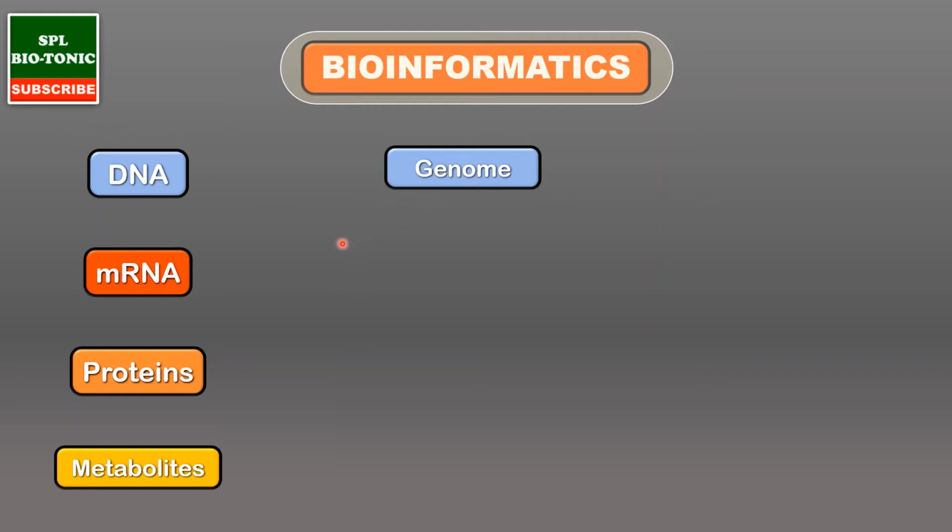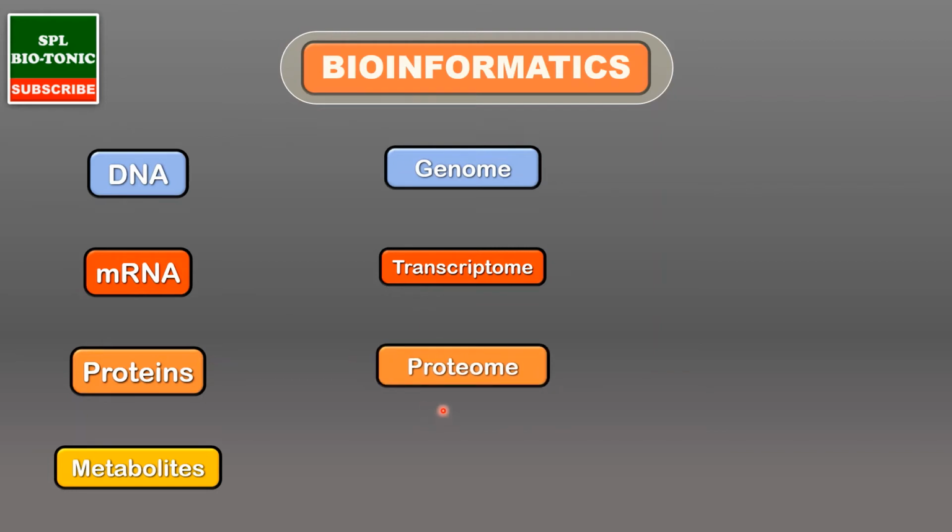Now the set of transcripts which are present inside the cell is called the transcriptome. Similarly, the set of proteins which are present inside the cell is called the proteome, and the set of metabolites is called the metabolome. So if you look at these four words, there is a word ending with ome. This is a suffix which talks about a set of something. So the set of genes present inside the cell is called genome. Set of transcripts is transcriptome. Similarly, proteome and metabolome.